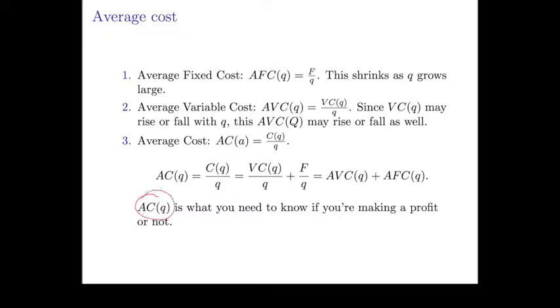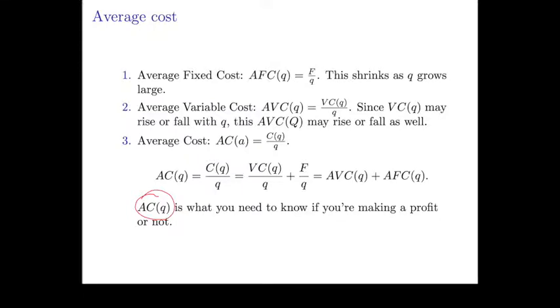This is the thing you want to know about, average cost, if you want to figure out whether you're making a profit or not. If you're selling at a price that's higher than your average cost, it means that on average, it costs you less to produce the units you're selling than what you're getting for them. Then you're making a profit. If you're selling at a price lower than your average cost, it means you're making a loss.